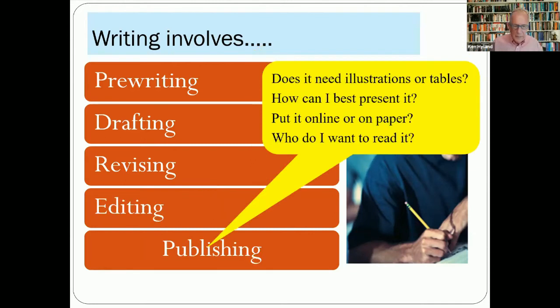And then finally, the work is published, sharing it with others. Is it going to go on a website, on a wall poster, class newspaper? How can I best present it? Now this process model has been dominant in the US for probably 50 years.